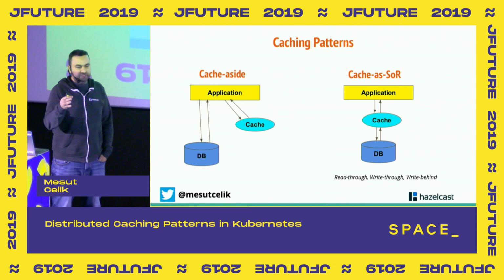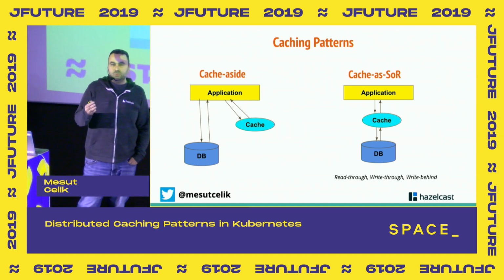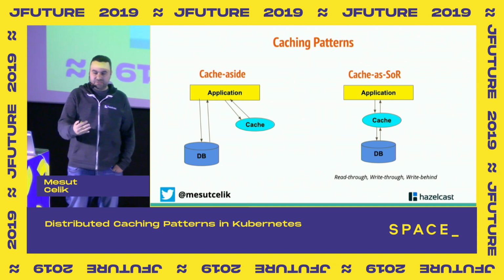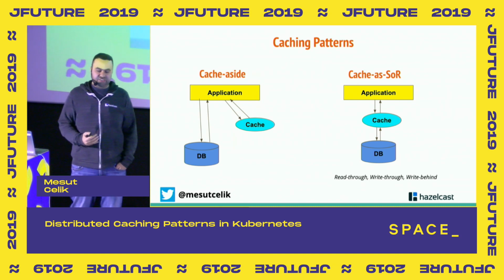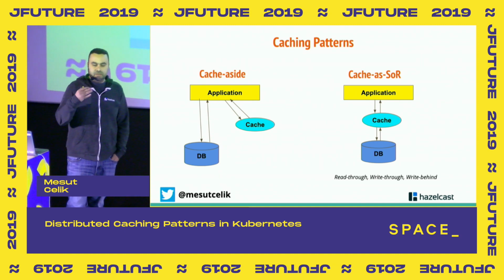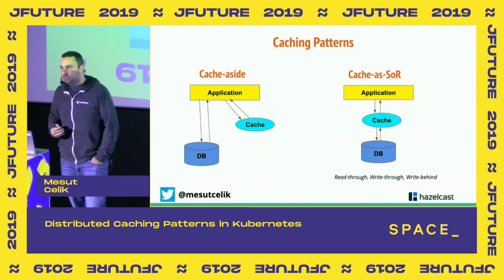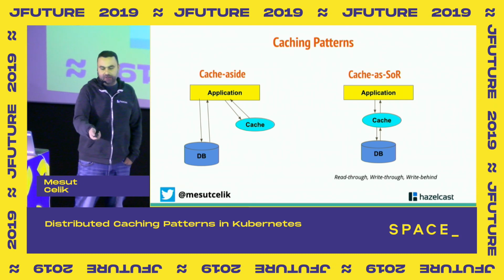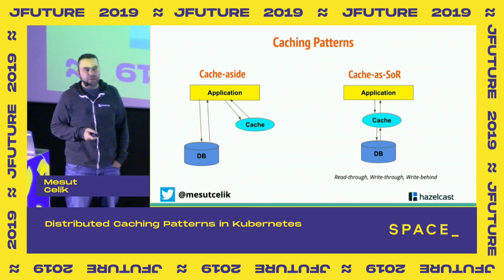The second category is cache as a SOR, system of record. In this pattern, you directly deal with the cache, your caching solution, and the synchronization between your cache and data store is done behind the scenes. So you don't have any direct access to the database. You directly use your caching solution, and then your caching solution does all the synchronization with the data store. There are some different patterns in the cache as a system of record: read-through, write-through, and write-behind.